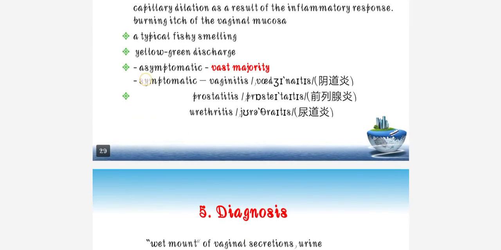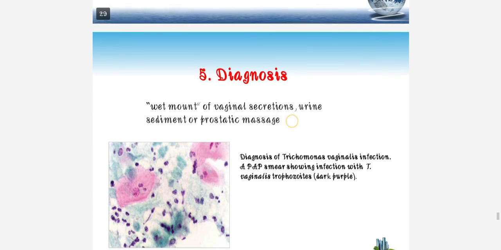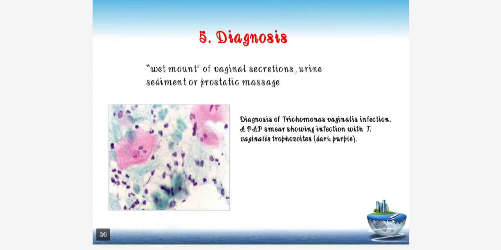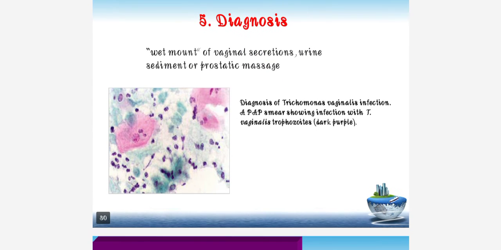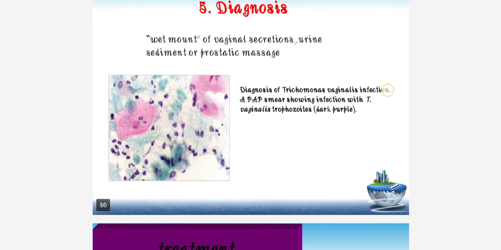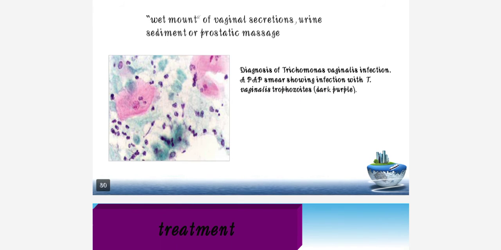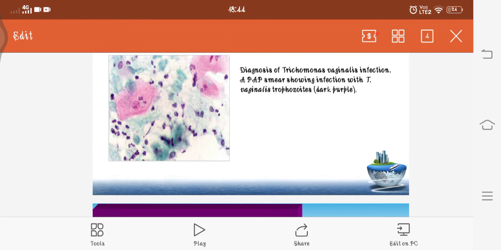If symptomatic, it may lead to vaginitis, prostatitis, and urethritis. Diagnosis is by wet mount, that is, directly taking a sample of the vaginal secretions or urine sediment, or prostatic urine sediment or prostatic massage. In the smear showing infection with Trichomonas vaginalis, the trophozoites stain dark purple. Here you can see this dark purple, this is the Trichomonas vaginalis.